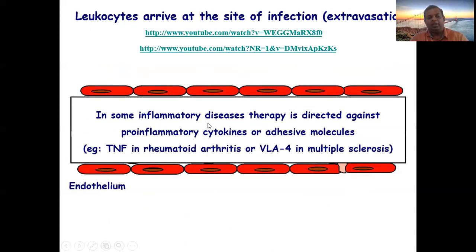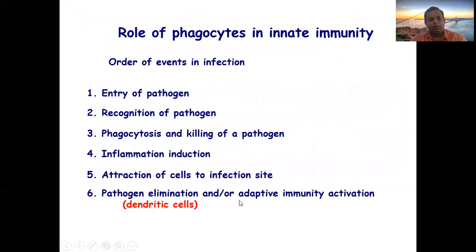So for therapy, for example, for rheumatoid arthritis there are TNF blockers, and VLA-4 blockers in multiple sclerosis, because they are pro-inflammatory cytokines. Once cells are attracted, pathogen elimination and adaptive immunity are activated. Early on, killing is done by innate immunity, but later on, adaptive immunity is also activated. The same thing proceeds in a cascade manner.